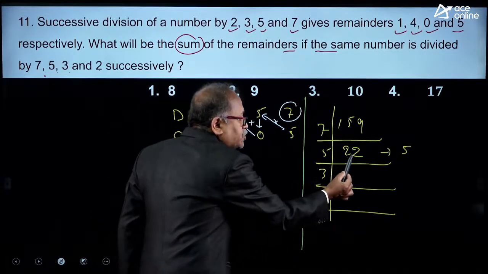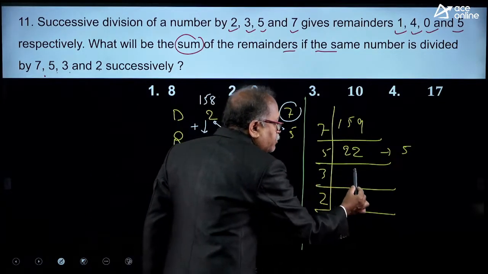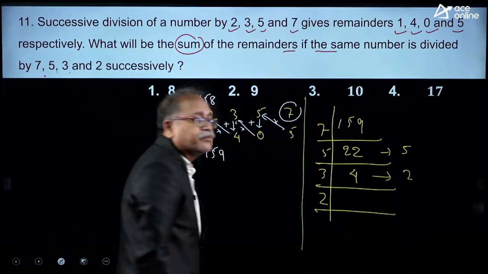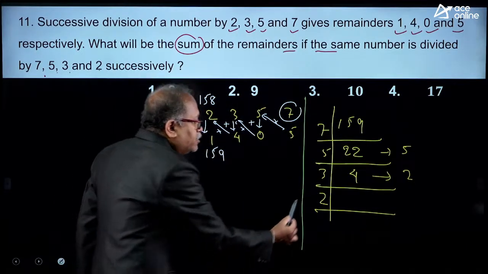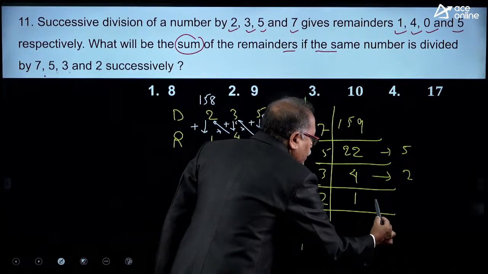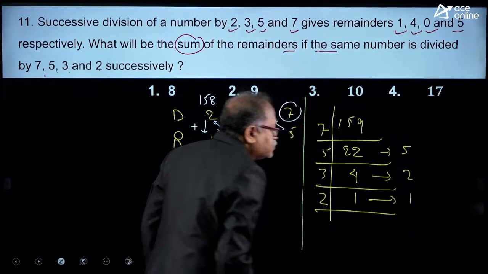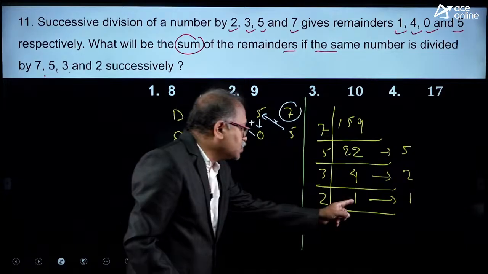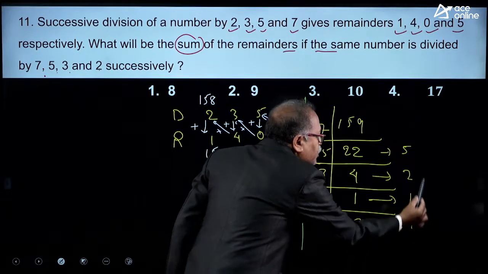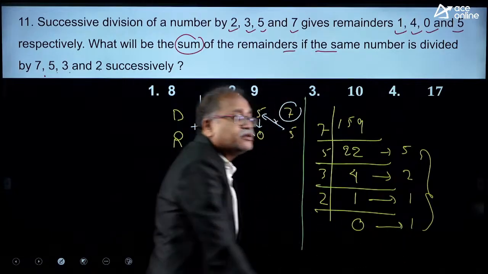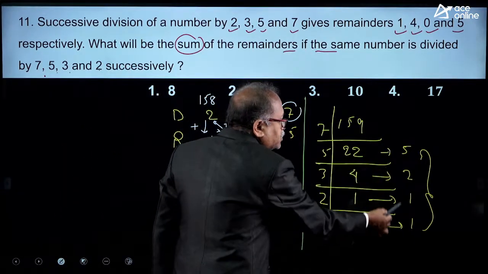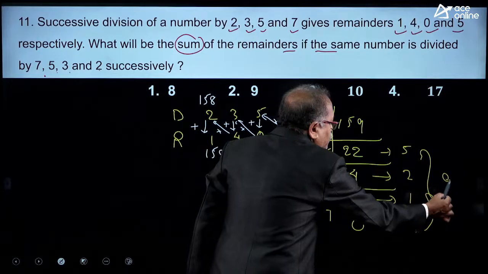Now this quotient has to be divided by 5. I am getting 4 as the quotient, and the remainder is 2. Now I will divide this 4 by 3. So 1 time, and the remainder is 1. Now I divide this 1 by 2. Your quotient is 0. Your remainder is 1. The question asks for the sum of the remainders. So the sum of the remainders is 9. So 9 should be your answer.